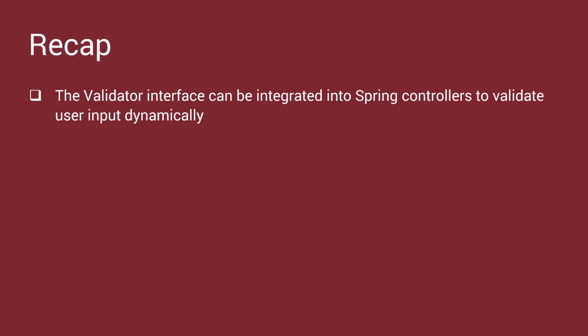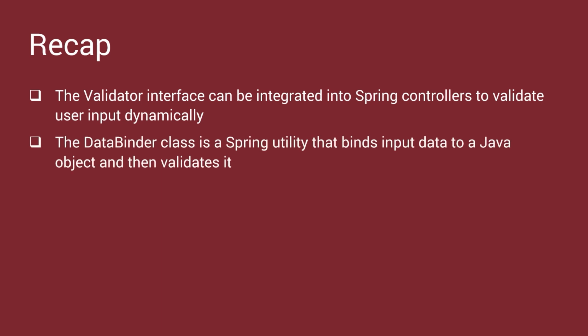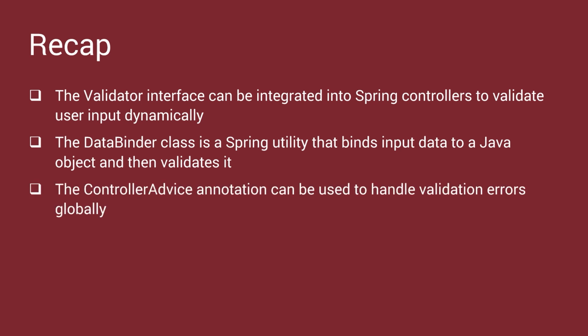The Validator interface can be integrated into Spring controllers for validating user input dynamically. The DataBinder class is a Spring utility that binds input data to a Java object and then validates it. And the @ControllerAdvice annotation can be used to handle validation errors globally.